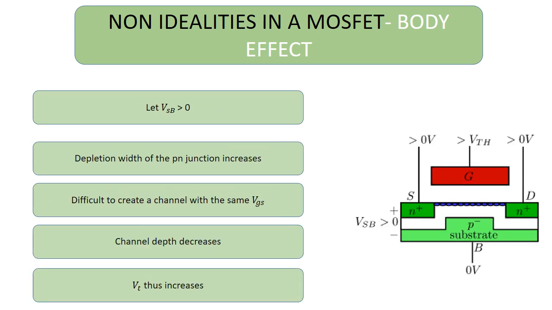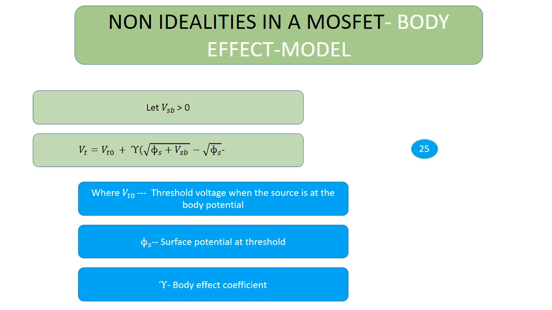Let's assume that the voltage between the source and the substrate is not 0 and it is a slightly greater value. This causes the depletion width of the PN junction to increase. Now, if a channel has to be created, VGS should be more, or in other words, the threshold voltage has increased. This fourth non-ideality, the body effect, causes the threshold voltage to increase. The increased threshold voltage is given by equation 25.